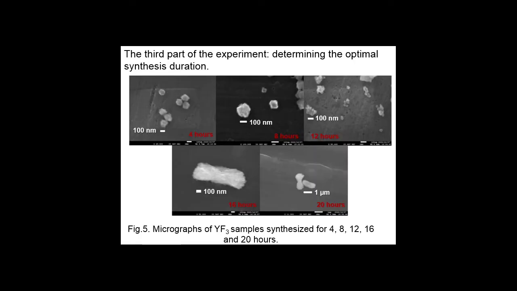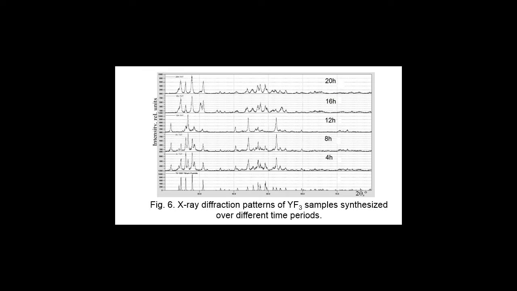The next part of our experiment was to determine the optimal synthesis duration. A number of samples were synthesized during 4, 8, 12, 16, and 20 hours. The samples were synthesized without cerium. As you can see in the picture, it's possible to obtain the smallest particle size during 4 hours. However, unfortunately, it is impossible to obtain the necessary orthorhombic phase during 4 hours. In this case, the sample will have a mix of cubic and orthorhombic phase. However, it is possible to get the necessary phase during 16 hours.